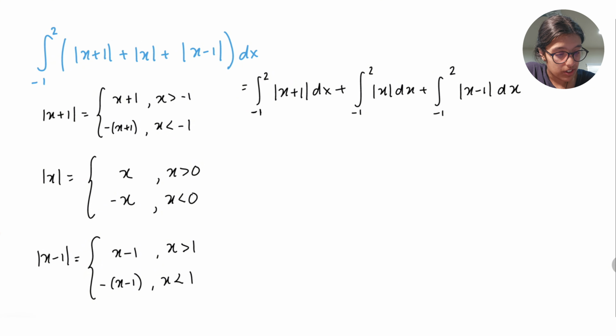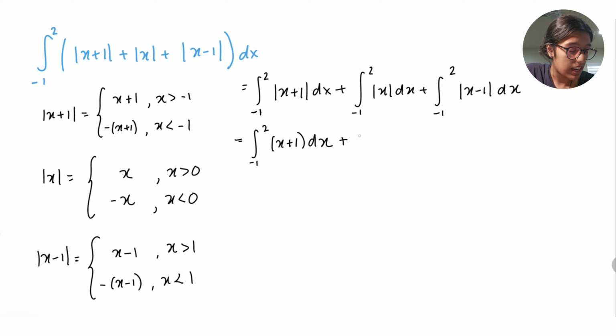And this piecewise function says when x is greater than -1, we are going to have x plus 1 as our expression. And lucky for us, the domain -1 to 2 is definitely greater than -1. So we are just going to rewrite this integral, keeping the bounds the same, of x plus 1 dx. But the other ones are going to be a bit more tricky.